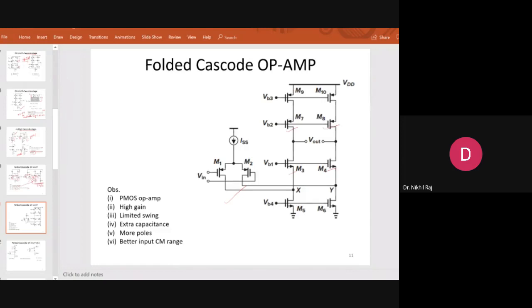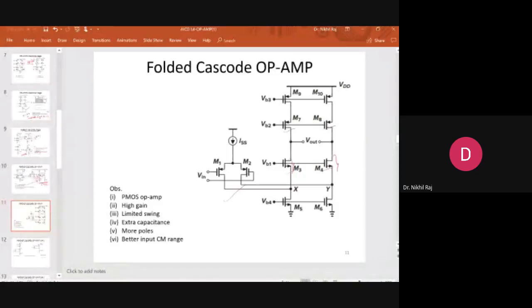However, the swing will be a little bit decreased because of the addition of this overdrive voltage. So what are the observations here? It is a PMOS based op-amp because input processing is done through the PMOS transistors. High gain structure, definitely, because we have done cascoding. However, there is a limited swing because of the addition of overdrive voltage.